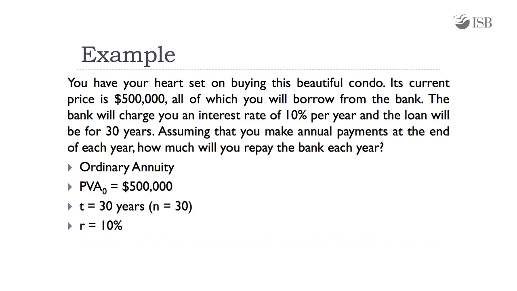Since you borrow $500,000 today, PVA sub 0 equals 500,000. It is a 30-year loan with annual payments. So there will be 30 payments in this ordinary annuity. Little n is equal to 30. R is given to be 10%. We are interested in calculating the annual payment, that is PMT.